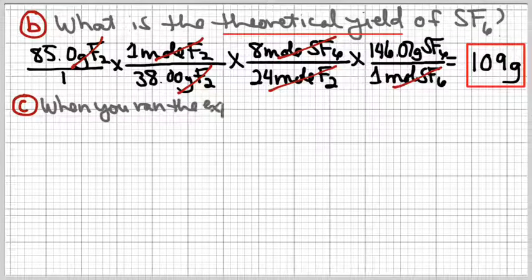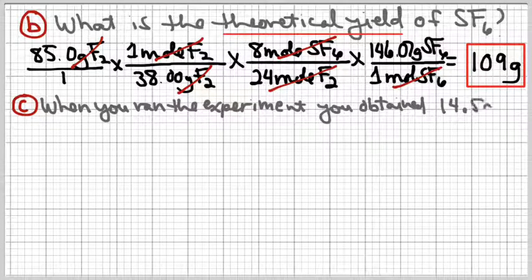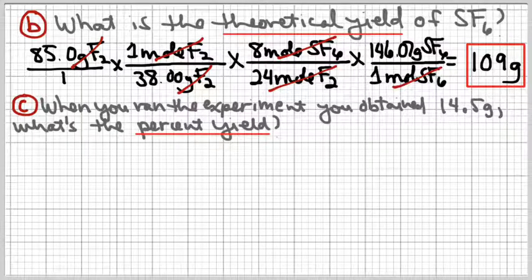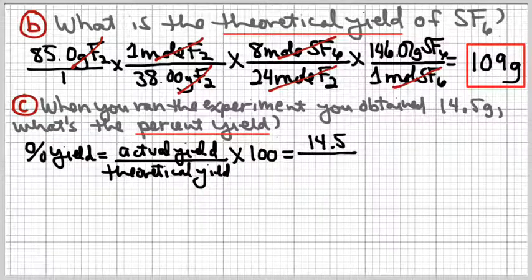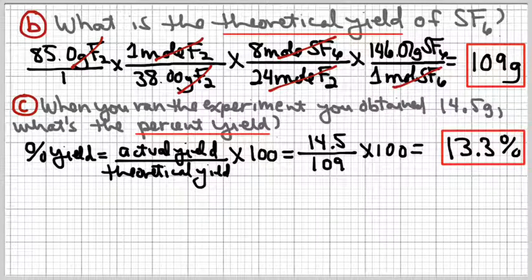Now, if we run the experiment ourselves, we're not usually going to get anywhere near the 109 grams we predicted. In this situation, a group ran the experiment and they only got 14.5 grams. So we're going to calculate the percent yield, which is again a comparison between actual and theoretical yield. Plug my values in, I can see I'm well below 100%, only 13.3%, which may not be that bad for that particular experiment. It really varies from reaction to reaction.